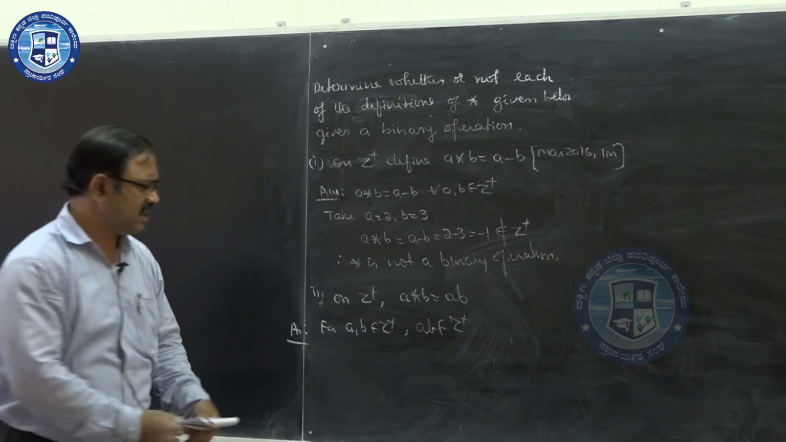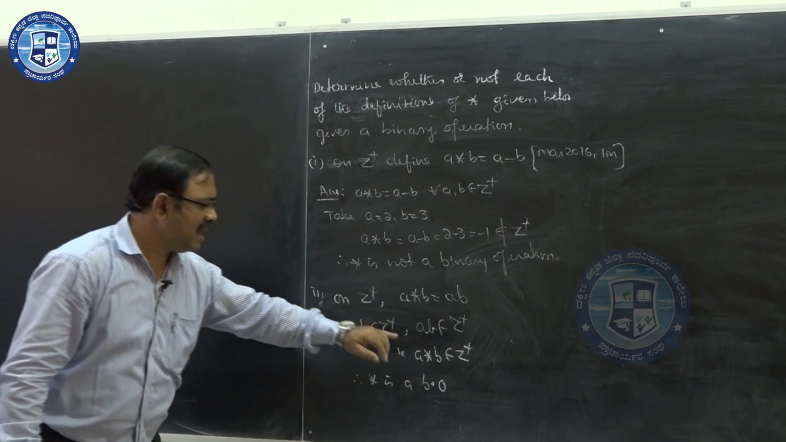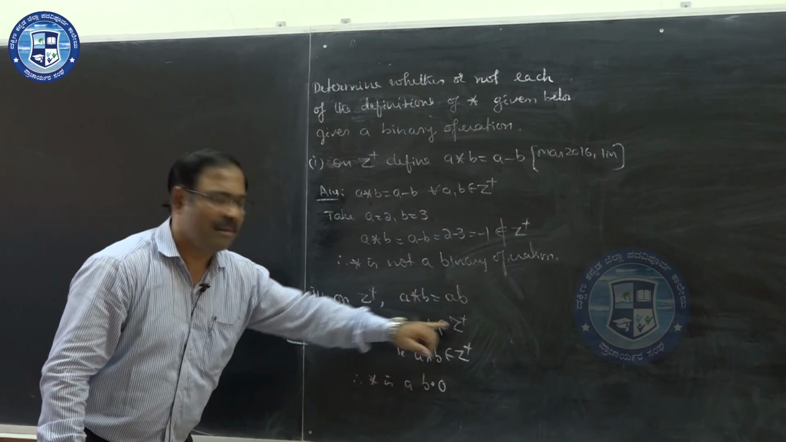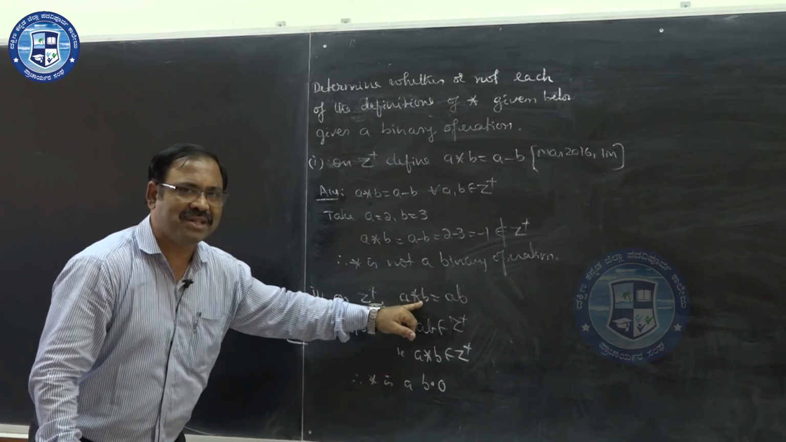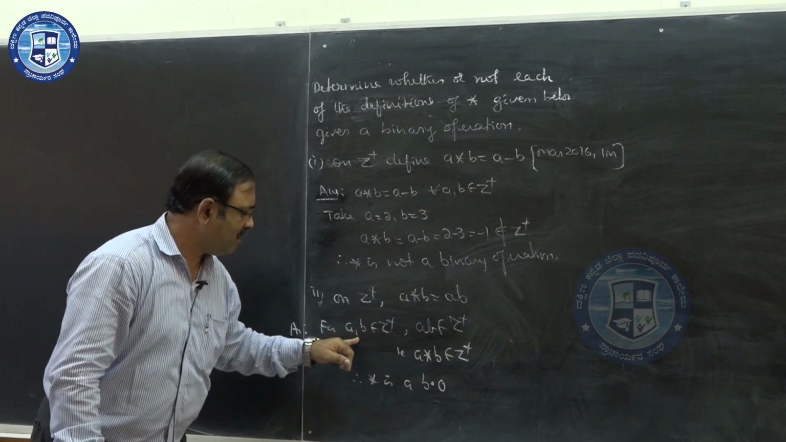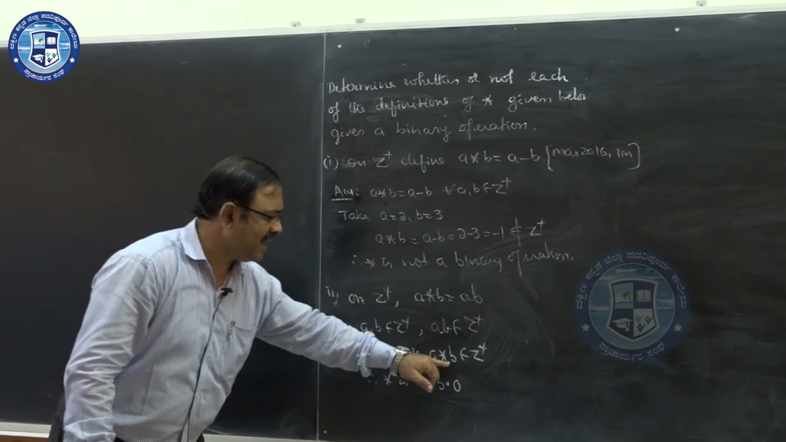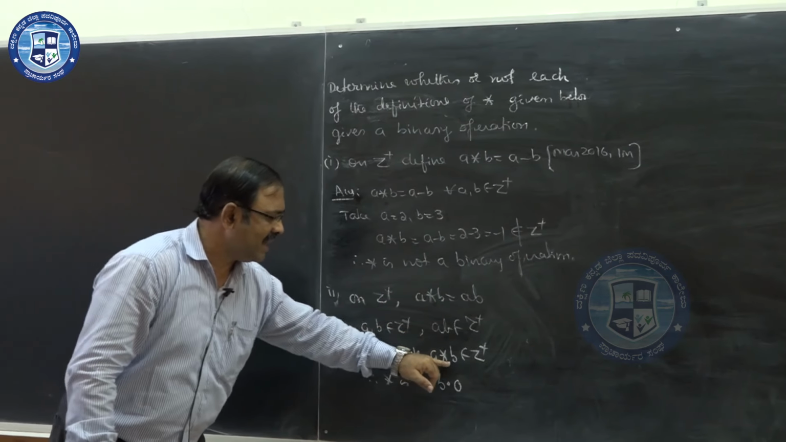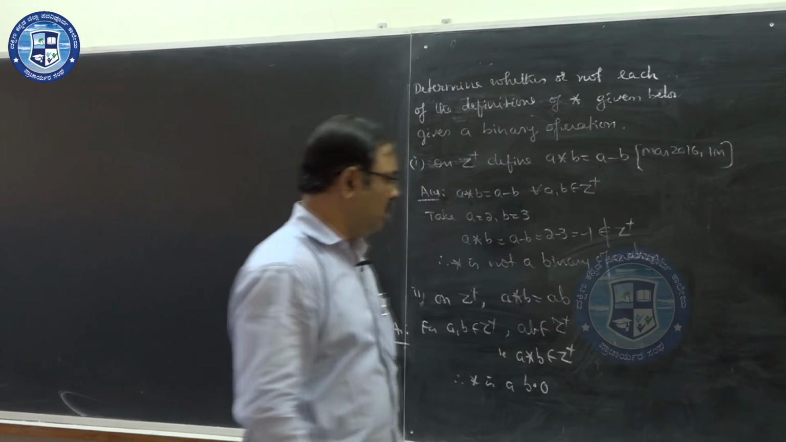Why? A, B belongs to Z plus means A into B belongs to Z plus. But what is A into B? Definition says it is A star B. So for A, B belongs to Z plus, A star B belongs to Z plus. Therefore, star is a binary operation. Followed?